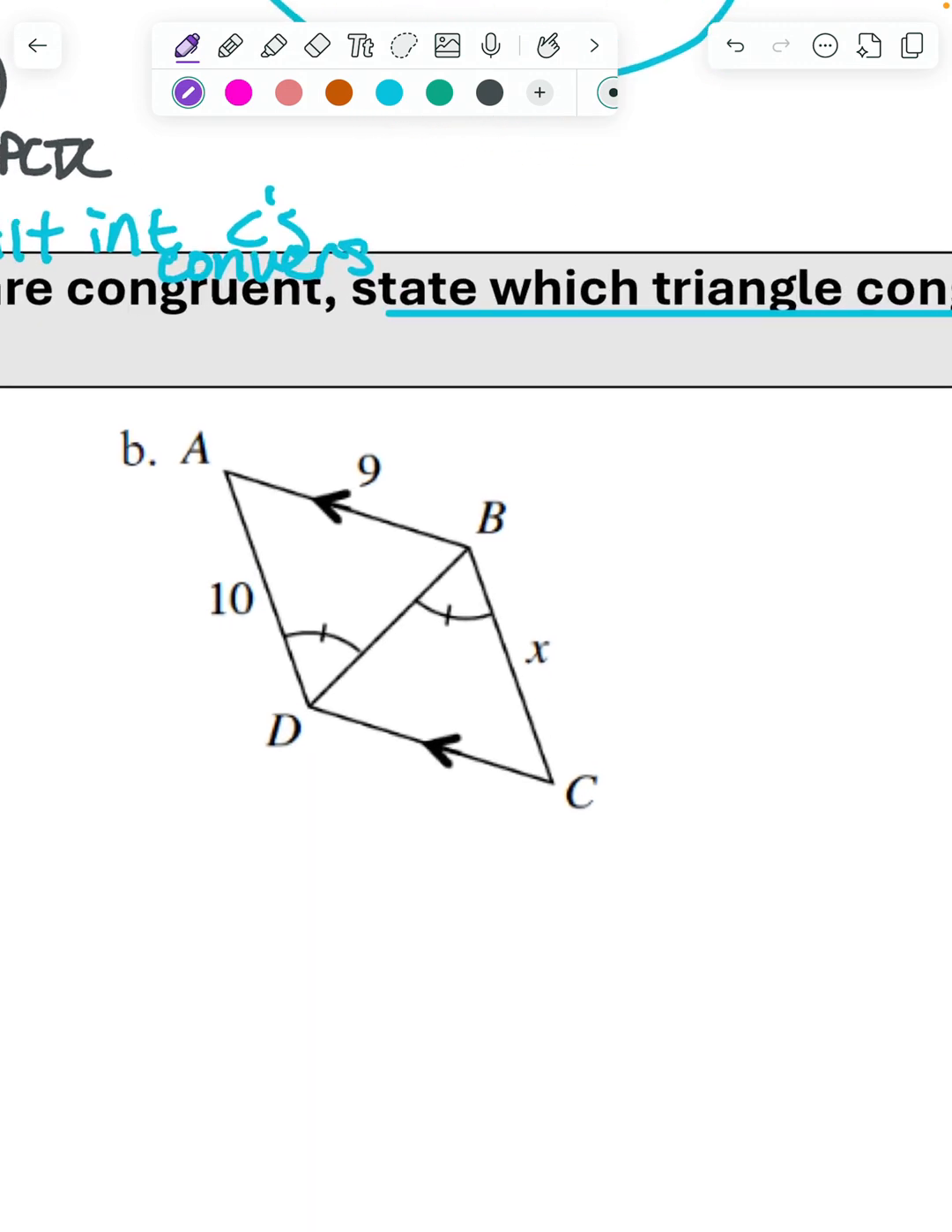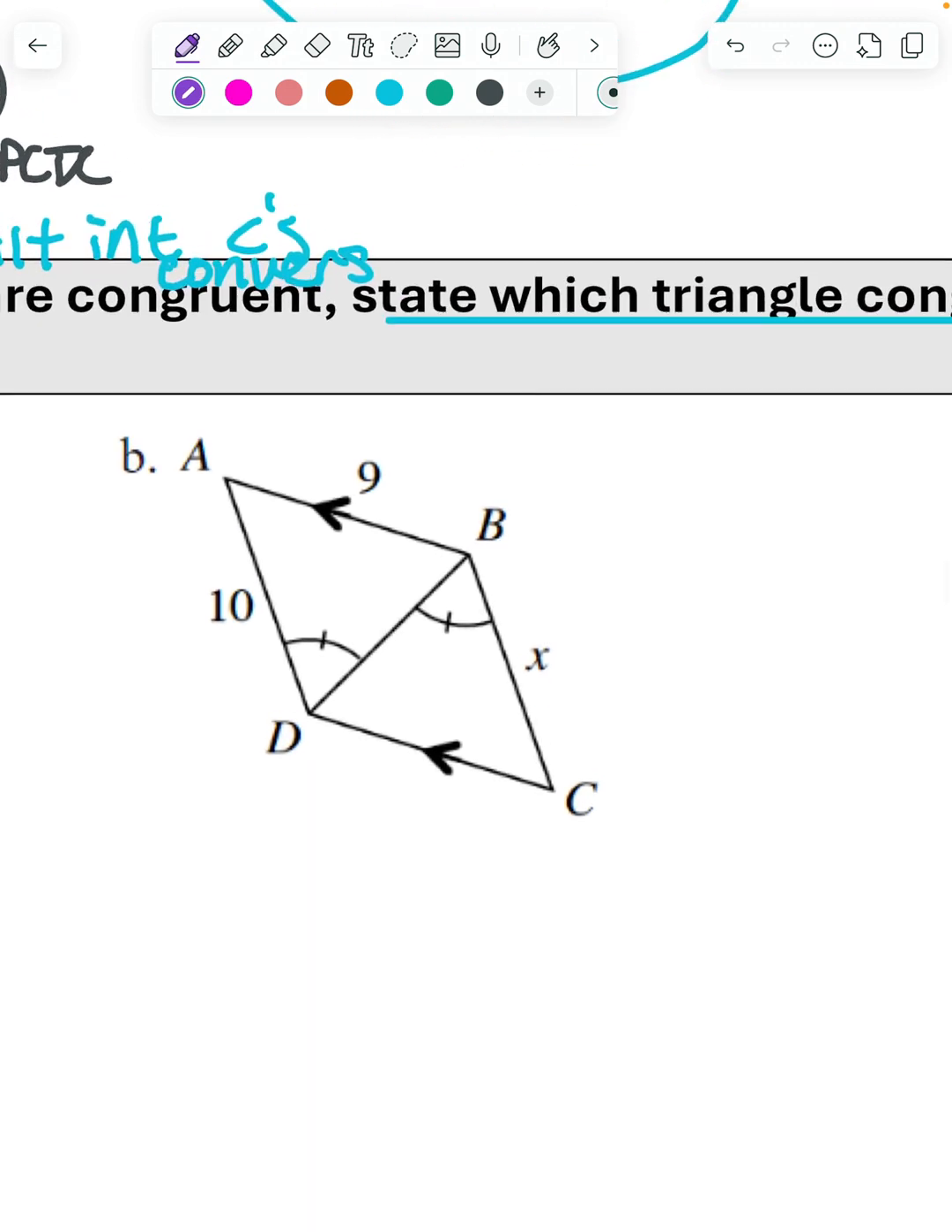Moving on to the next one here. Here I am given two congruent angles. I have a shared side due to the reflexive property here. And these arrows tell me these are parallel lines. And when you think parallel lines, you better be thinking about alternate interior angles. So I'm going to label that I have a set of alternate interior angles here that are congruent. And I now have two triangles with angle, side, angle congruency.